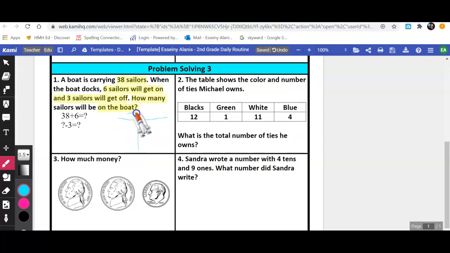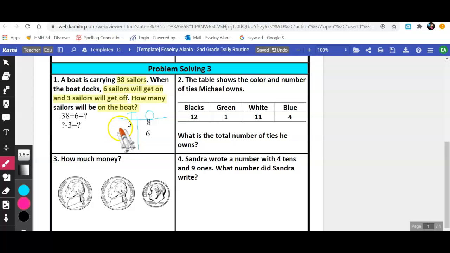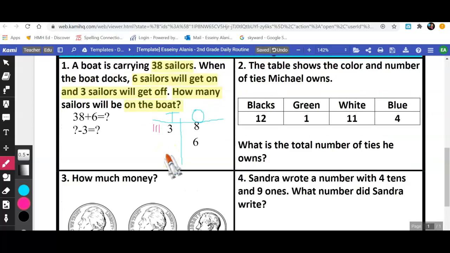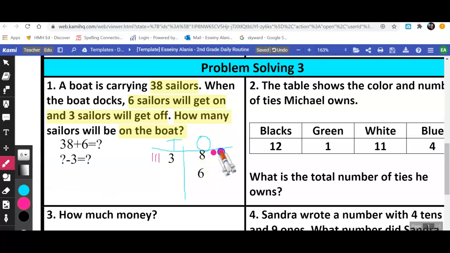place value chart with tens and ones. I'm going to write the number 3 and the number 8, and then here the number 6. And we're going to draw our pictorial model. 3 is drawn like 3 lines. And then 8 is drawn like little dots. 1, 2, 3, 4, 5, 6, 7, 8, and then 6. 1, 2, 3, 4, 5, 6.